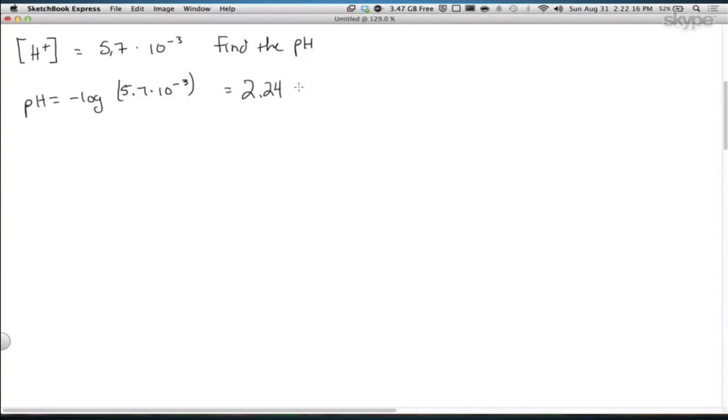5.7 times 10 to the negative third. Maybe you're not understanding what I mean by power. Do you know what the power is? Negative 3. Yeah, that's right. The 5.7 is what we would call a coefficient. The power is the negative 3.